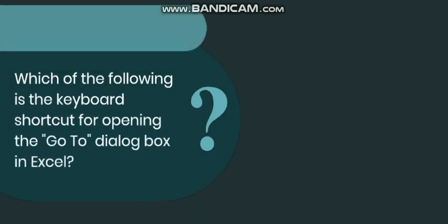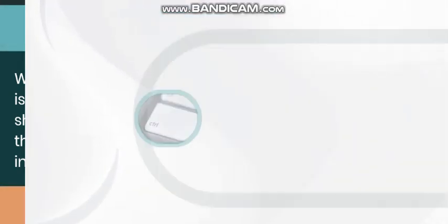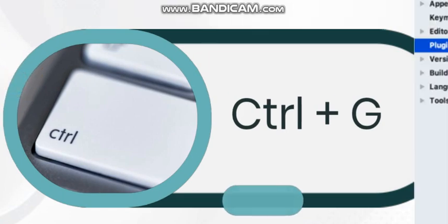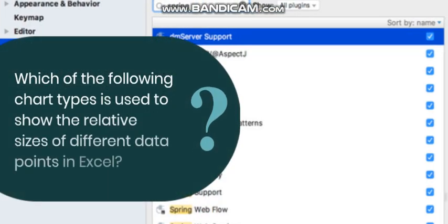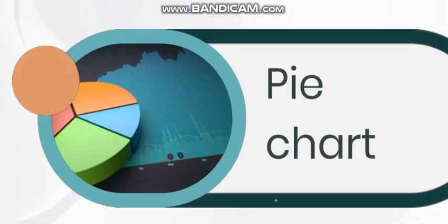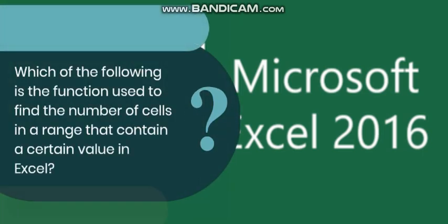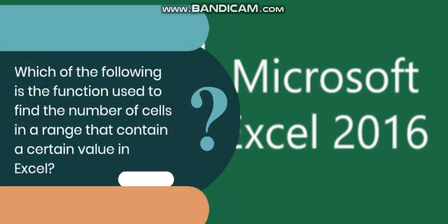Which of the following is the keyboard shortcut for opening the Go To dialog box in Excel? Ctrl+G. Which of the following chart types is used to show the relative sizes of different data points in Excel? Pie chart. Which of the following is the function used to find the number of cells in a range that contain a certain value in Excel?